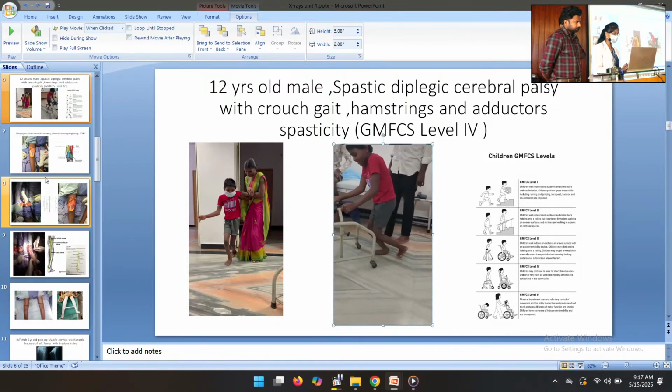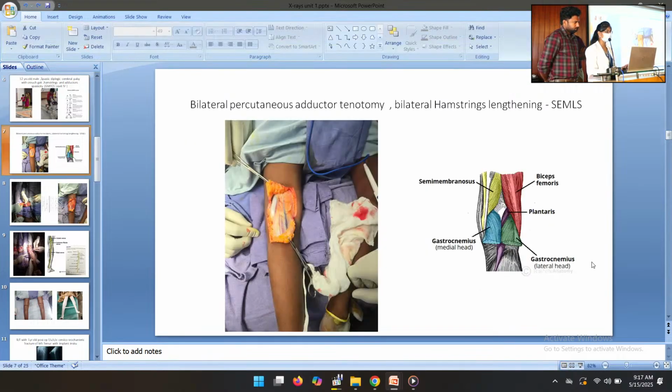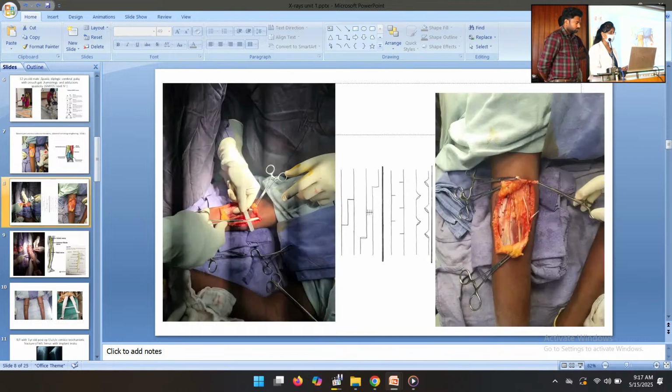We have done single event multi-level surgery. That is, we have done bilateral percutaneous adductor tenotomy and hamstrings lengthening. We have done an S-shaped incision, following which we see the saphenous vein. And medially, we have done Z-shaped lengthening of semitendinosus and gracilis tendon. And laterally, we have done biceps femoris fractional lengthening.